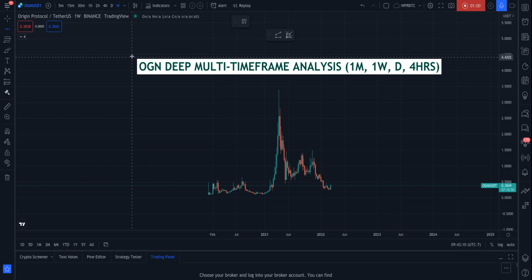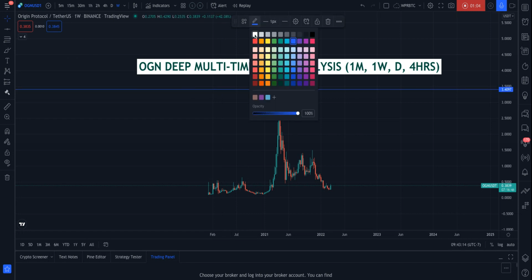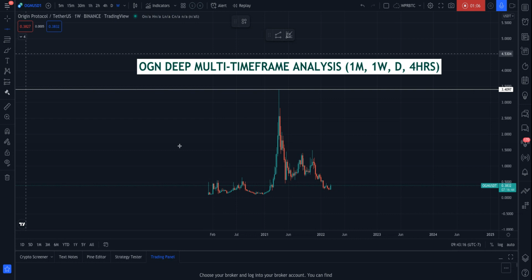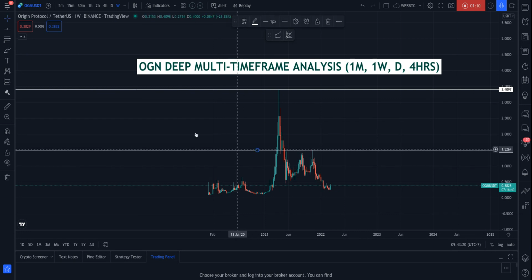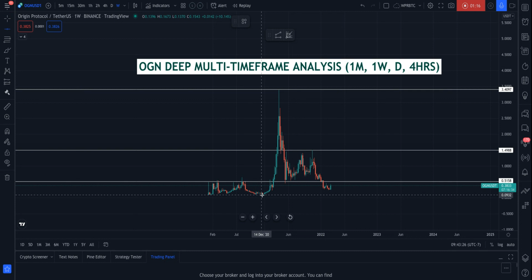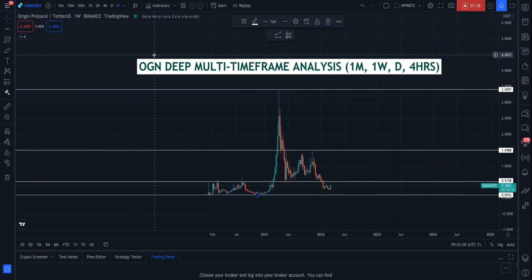Let's start with the monthly chart. So first of all, this is the weekly chart. I am going to get my horizontal support and resistance. This analysis is based on simple demand and supply, buyers and sellers, support and resistance. That is all. That is all. Working together with the candlesticks.